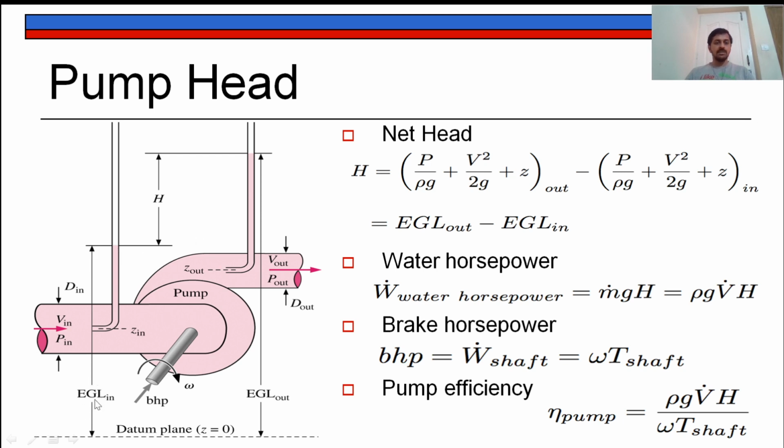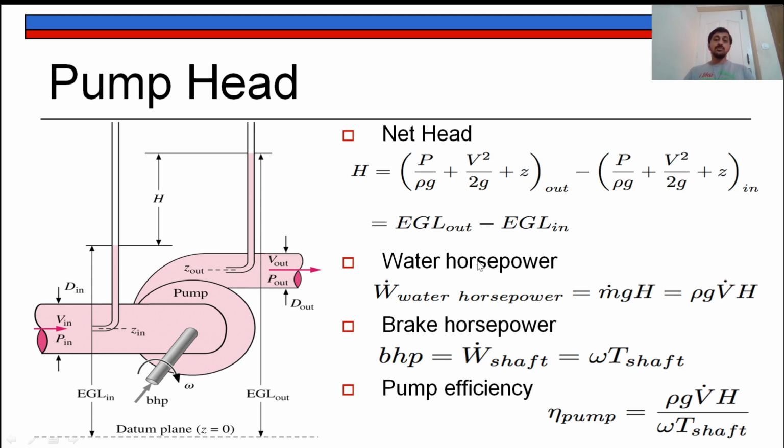So the total energy gradient line is up to this level at the inlet, and then at the outlet similarly the fluid will be leaving at a velocity and a pressure, and the elevation at the outlet will be different. The net head is the difference between the energy gradient line at the outlet minus the energy gradient line at the inlet. Is it clear? Energy gradient line means the sum of pressure, velocity and elevation heads.